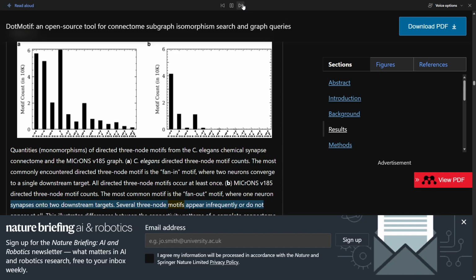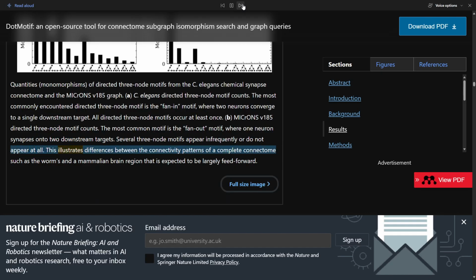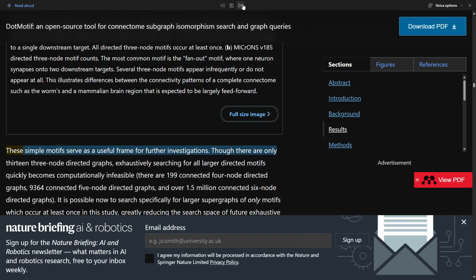Several 3-node motifs appear infrequently or do not appear at all. This illustrates differences between the connectivity patterns of a complete connectome, such as the worm's, and a mammalian brain region that is expected to be largely feed-forward. Full-size image. These simple motifs serve as a useful frame for further investigations.